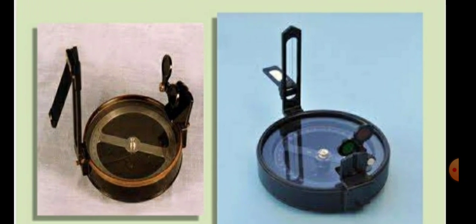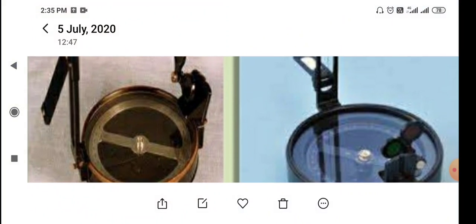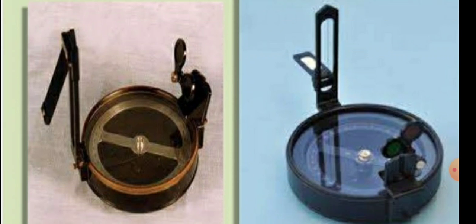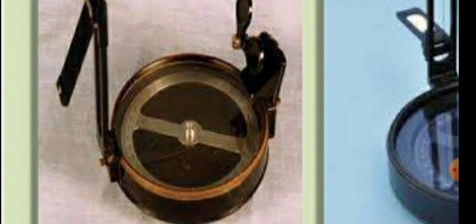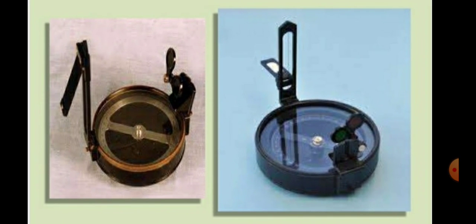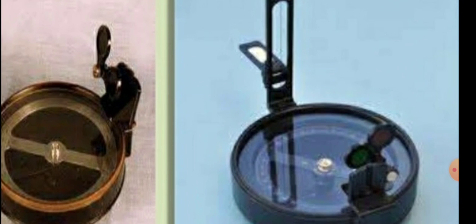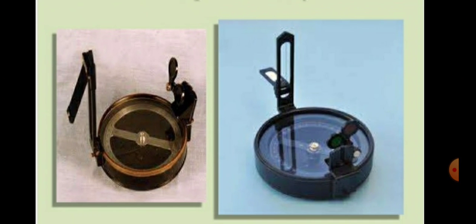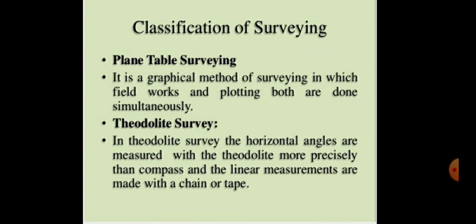This is the diagram of the compass. You can see the prism is there, and the graduated rings are there over here. This is the prism, due to which, with total internal reflection, you will be able to see the angles. This one is the prismatic compass, and this is the surveyor compass. In the surveyor compass there is no prism. So these are the differences between the prismatic and surveyor compass.